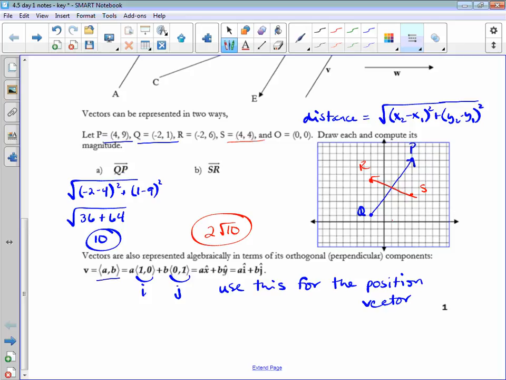And I know you don't really know what that is yet, but we will get to what a position vector is. And orthogonal is the word we use for perpendicular vectors. So eventually you'll be able to prove whether vectors are orthogonal or not.